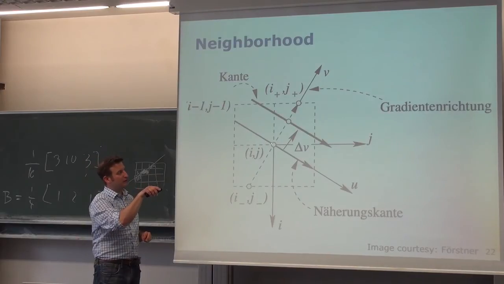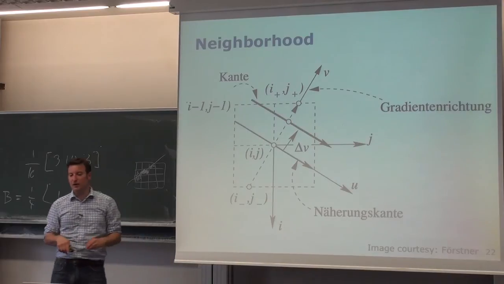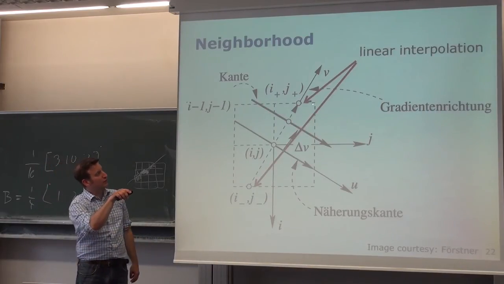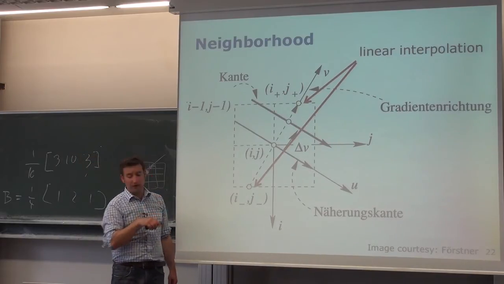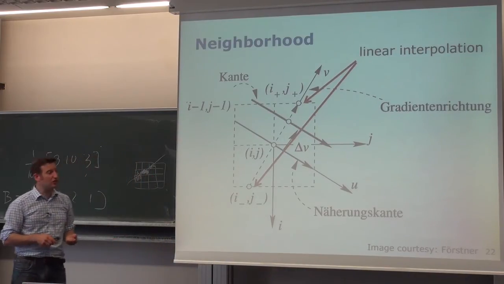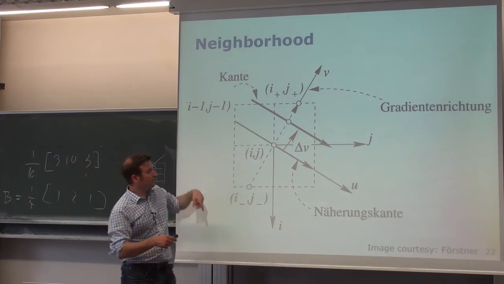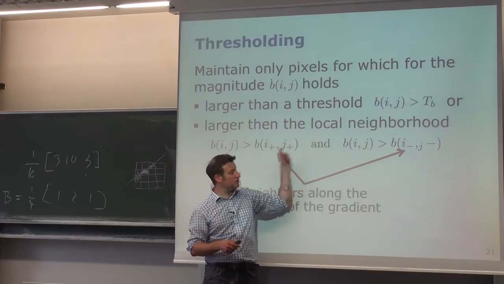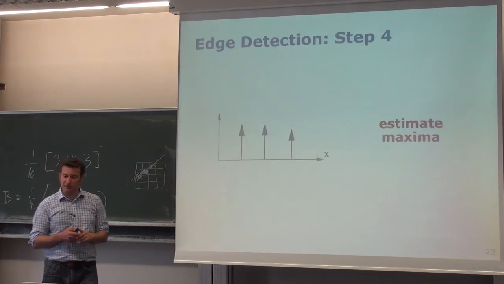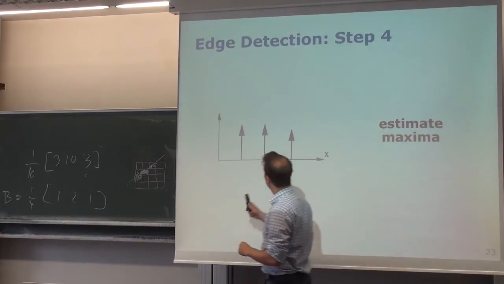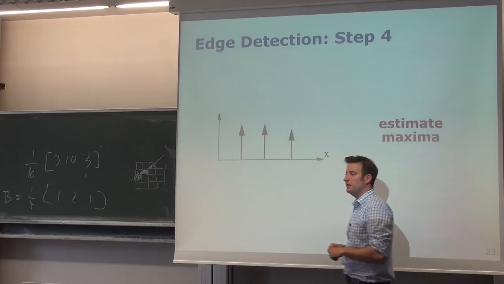Of course, I only have those values actually at the intersections. I have to obtain those values here via linear interpolation, by interpolating between this value and this value over here. So I obtain this value and this value, and I simply make my thresholding check. Everything for which this condition holds, we're basically done. So if we look at our image, what we actually get is one peak here, a second peak here, and a third peak here.